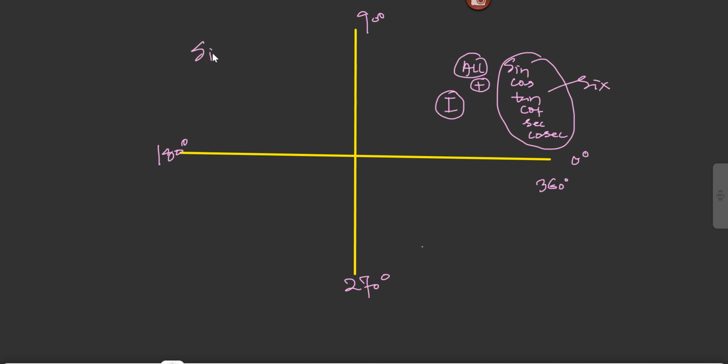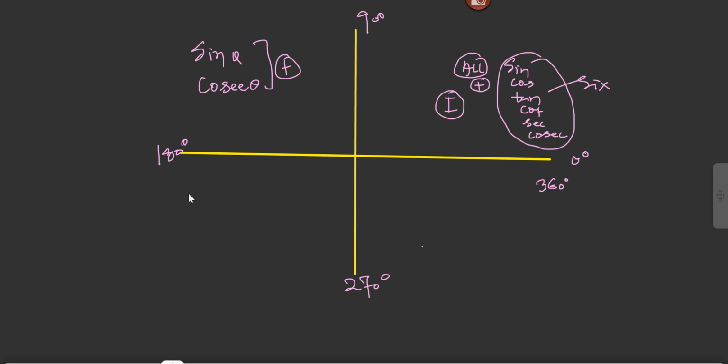Silly means sine and cosecant. These are positive in second quadrant. Rest of the trigonometric ratios, cos, tan, cot, secant, are negative. Are you getting? Yes, sir.